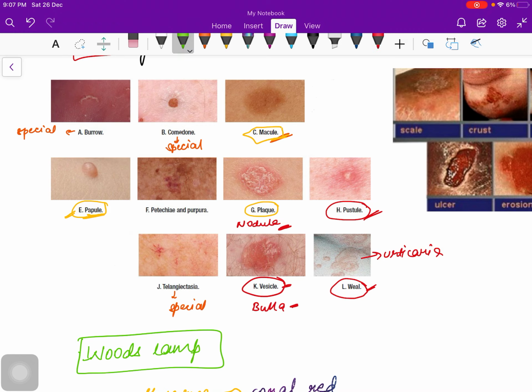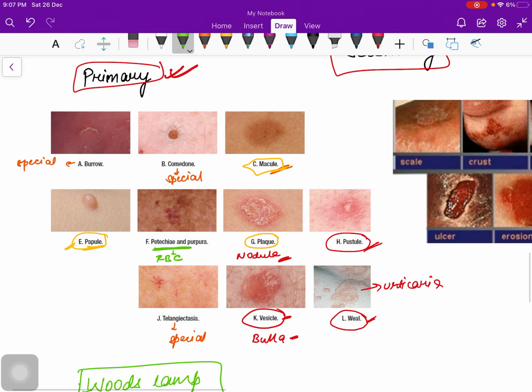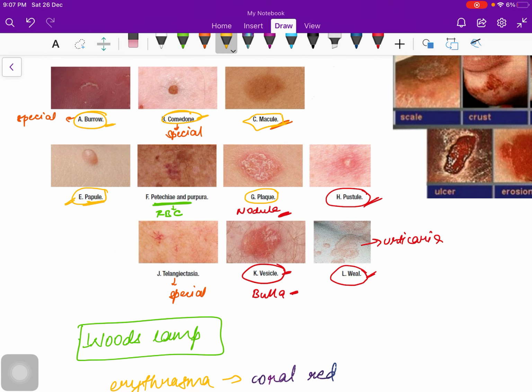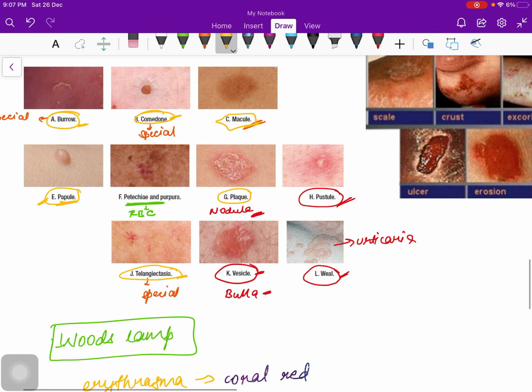Then coming on to petechia and purpura, they develop due to RBC extravasation. And then we have some special lesions like burrow, comedon. Burrows, as we know, are present in scabies. Comedons, which can be both open and closed, are formed due to keratin plugging of hair follicle. And then we have telangiectasia, which are dilated blood vessels. All of these three are special lesions.